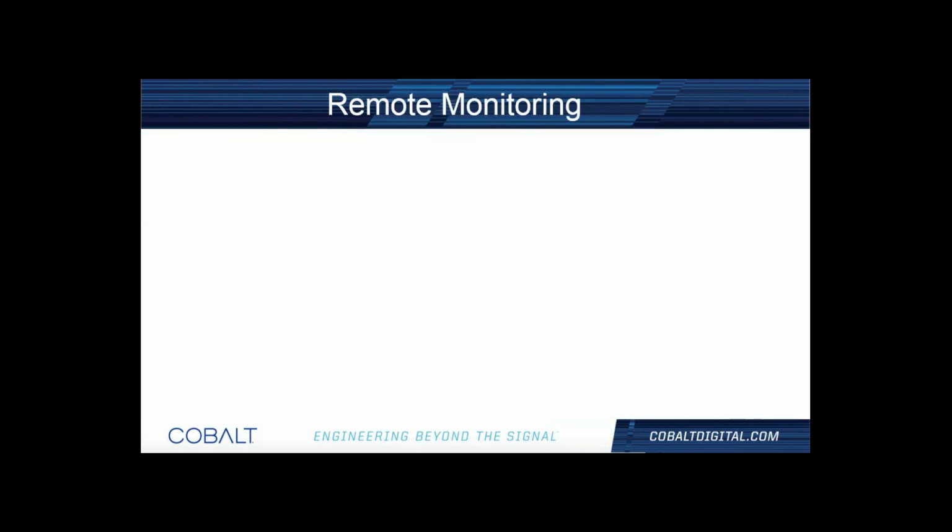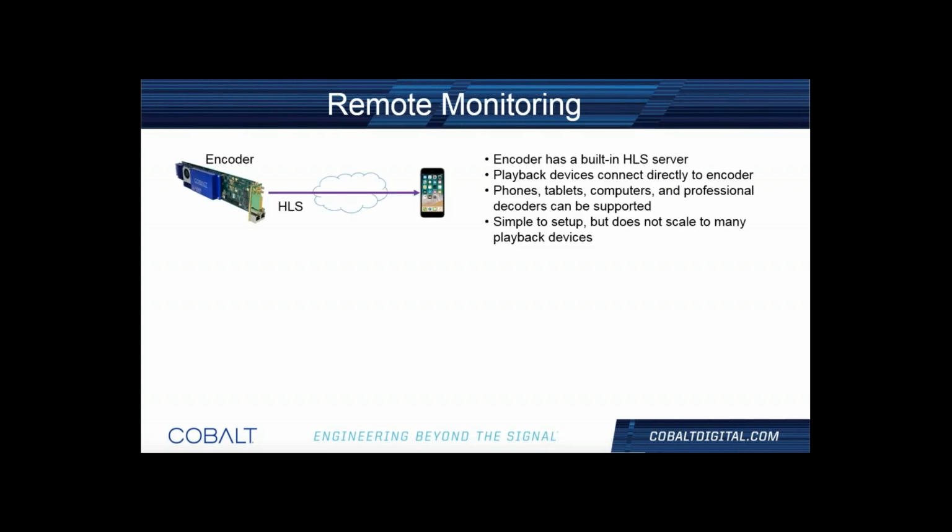So let's talk about the other application, which is remote monitoring. The first way you can do that is directly with HLS from the encoder. HLS is really the most common consumer grade protocol. It's high latency, but it delivers. So one way you can do remote monitoring is to have the playback device, phones, tablets, PCs, whatever, connect directly to the encoder. We support that. It's very simple to set up, but it does not scale to many devices.